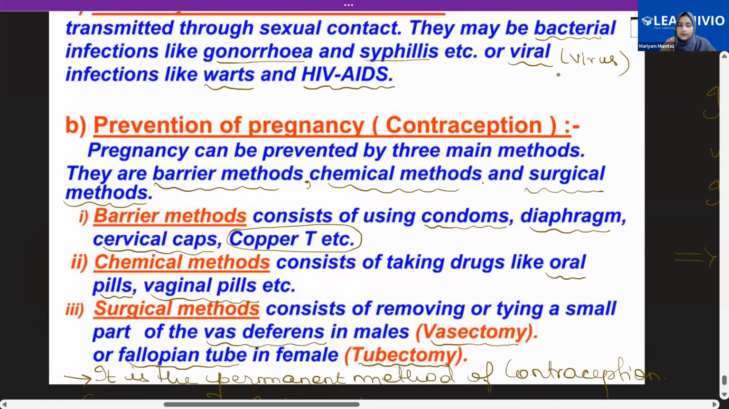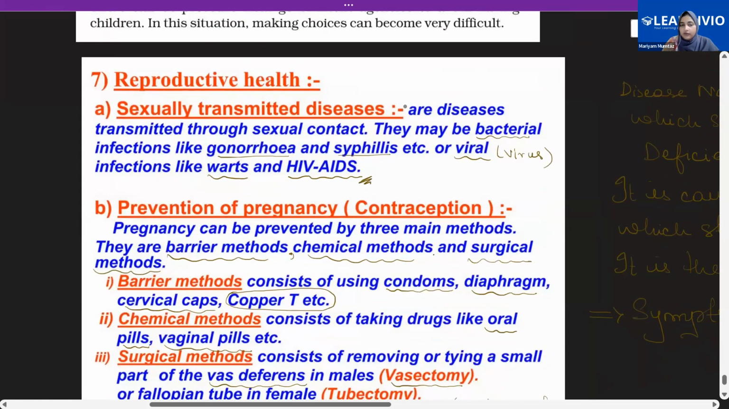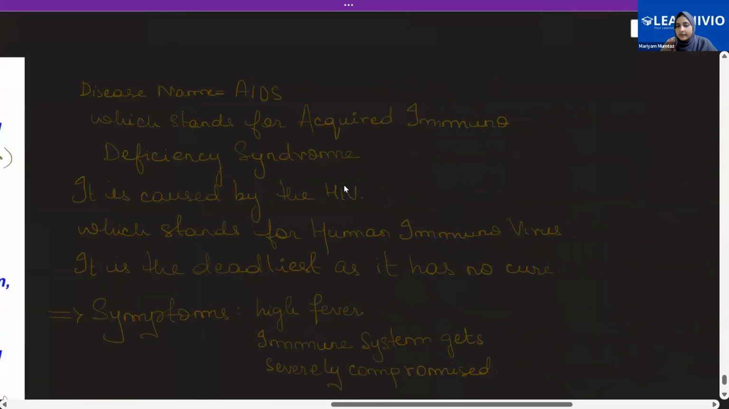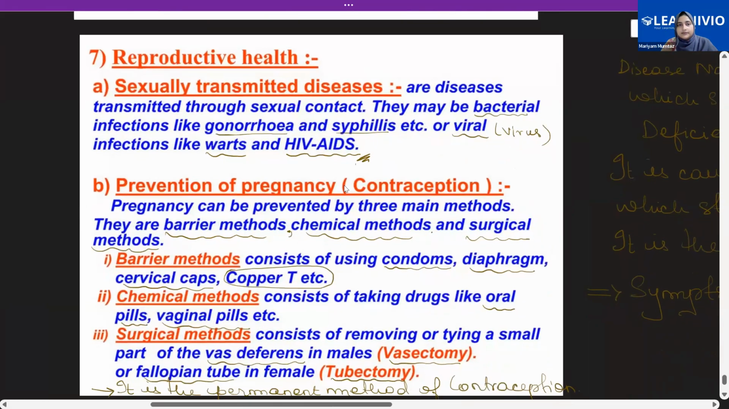Once you're done writing till HIV/AIDS, then don't write the prevention. Instead, write this part. Once you're done till there, you tell me. I'll scroll to that side.